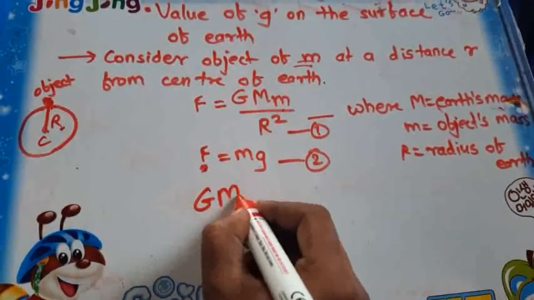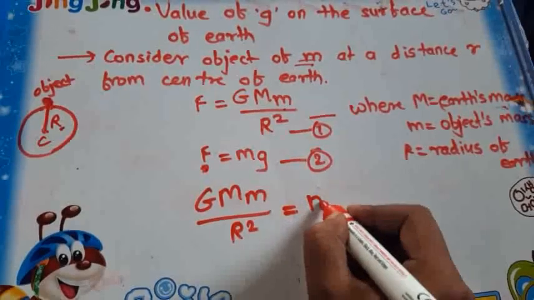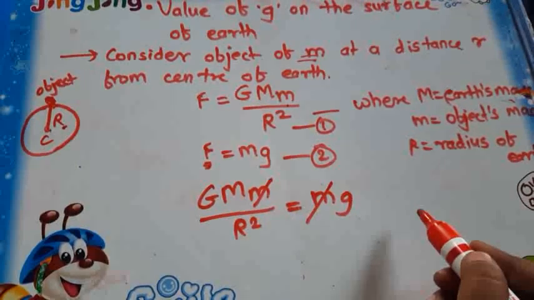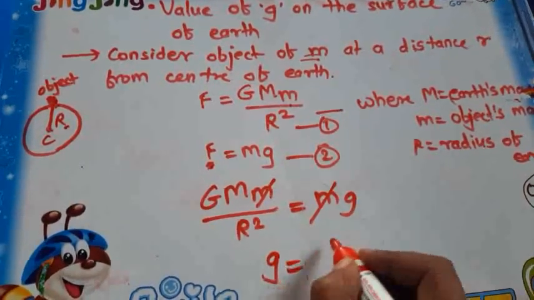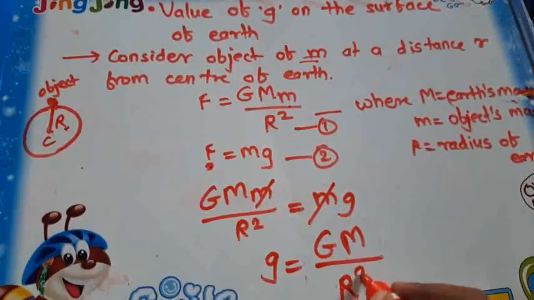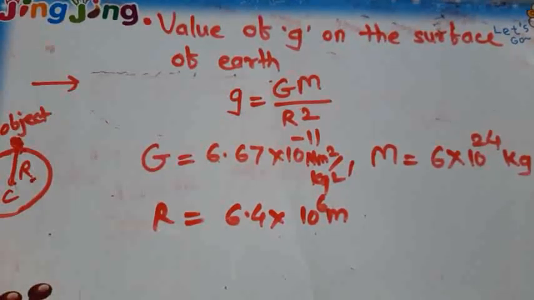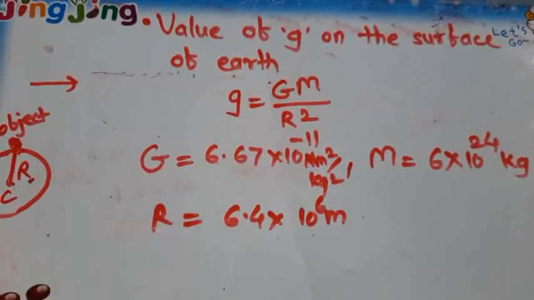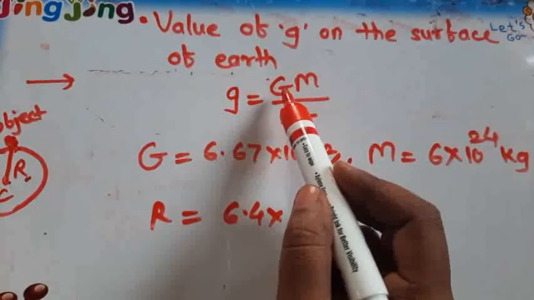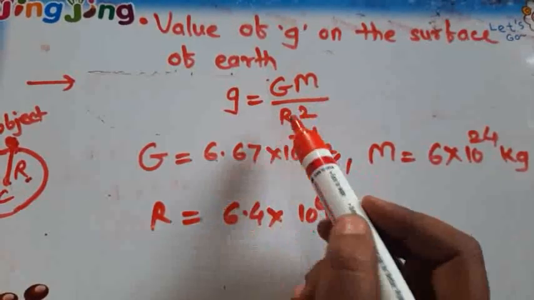So GM divided by capital R square is equal to m into small g. This m is present on both sides, so it will get cancelled. So we will get g as gravitational constant into mass of earth divided by radius of earth squared. Now by equating the two formulas for force, we got the value for acceleration due to gravity: gravitational constant into mass of earth divided by radius of earth squared.